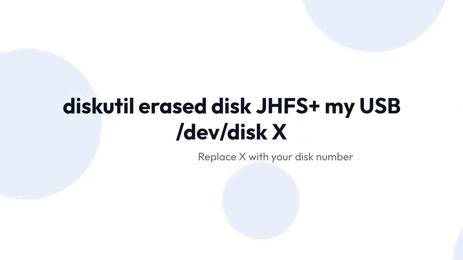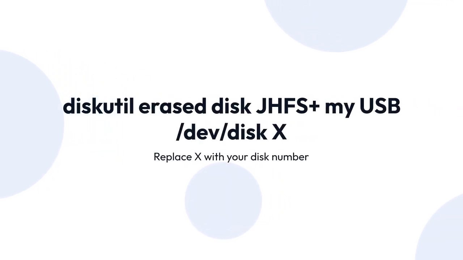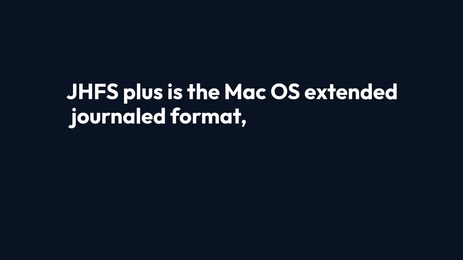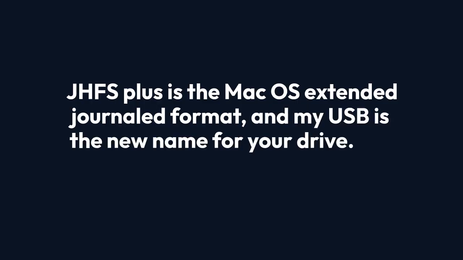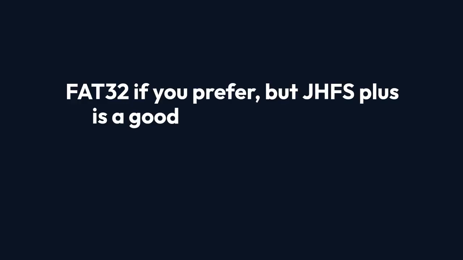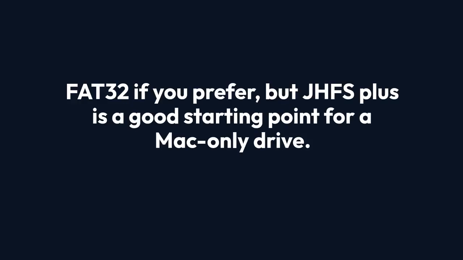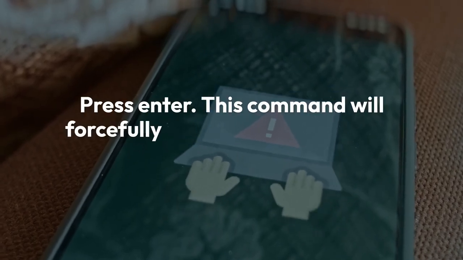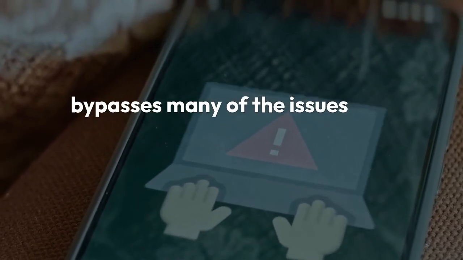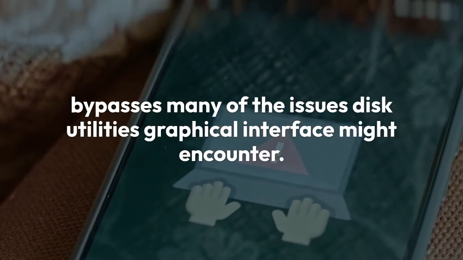After it unmounts, type diskutil eraseDisk JHFS+ MyUSB /dev/diskX, again replacing X with your disk number. JHFS+ is the macOS Extended (Journaled) format, and MyUSB is the new name for your drive. You can change JHFS+ to APFS or FAT32 if you prefer, but JHFS+ is a good starting point for a Mac-only drive. Press enter. This command will forcefully erase and reformat the entire drive. This method bypasses many of the issues Disk Utility's graphical interface might encounter.